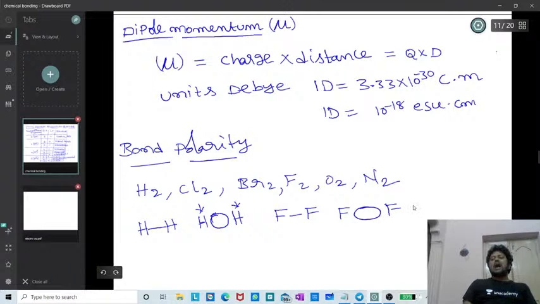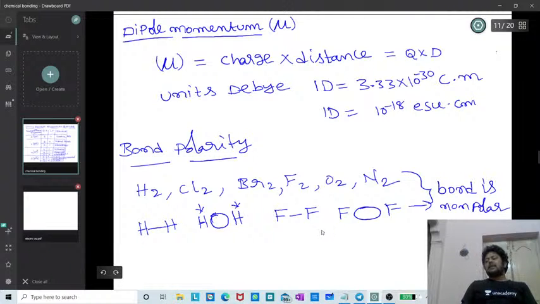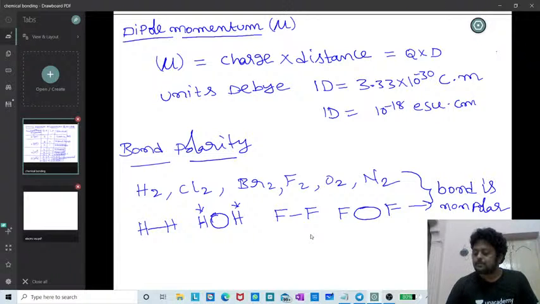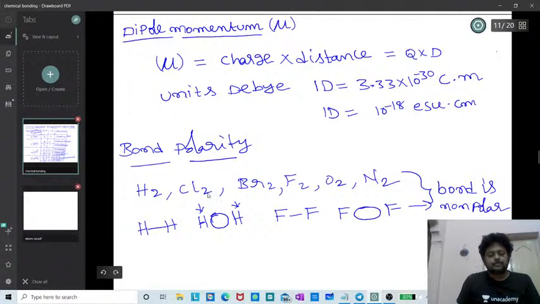So the bond in all these molecules is a non-polar bond. There is no partial positive or partial negative charge, because the electron cloud is equally and symmetrically situated between the two bonded atoms. This type of bond is called a non-polar bond.